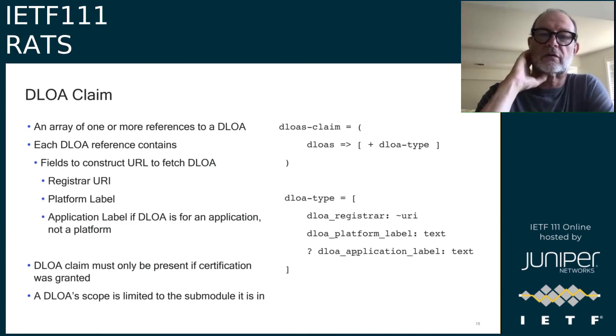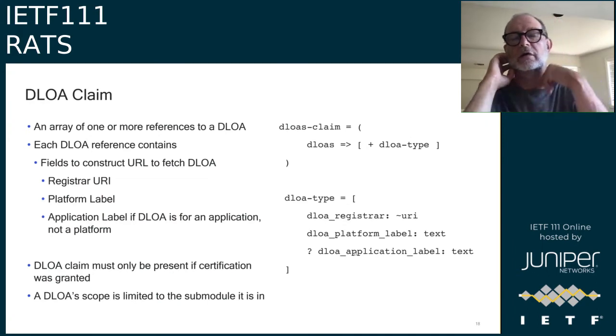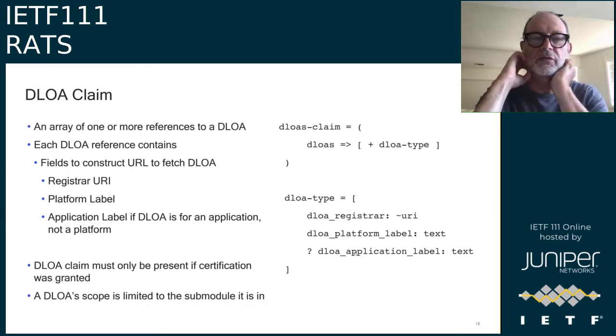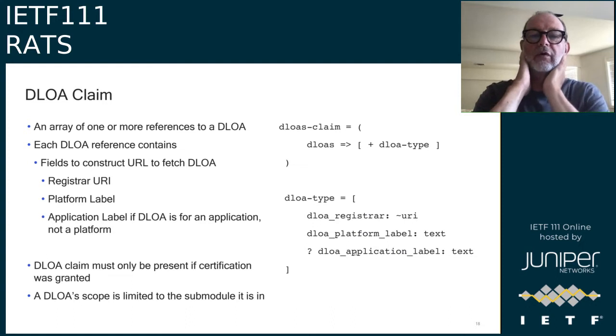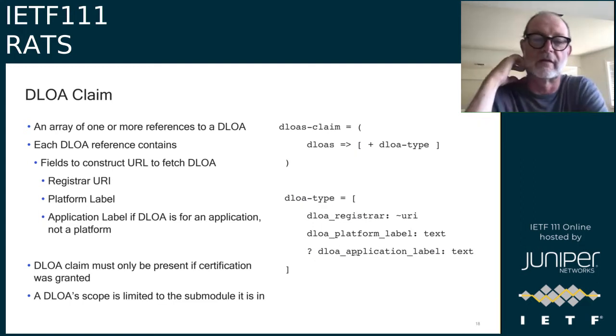So this is a proposed EAT claim for a DLOA. It's just in GitHub right now. It's not in any of the drafts. So it would be an array of one or more DLOA references. So in that case, a DLOA type. And a DLOA reference basically is the fields to construct a URL to fetch the DLOA from the DLOA registrar. I won't go into details. That's all pretty straightforward stuff.